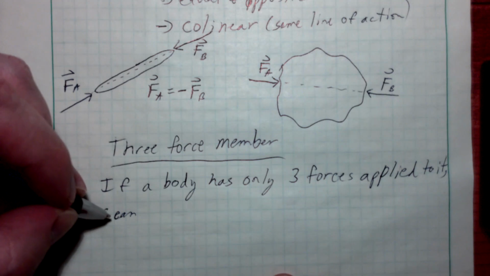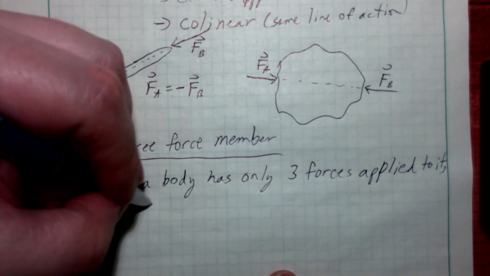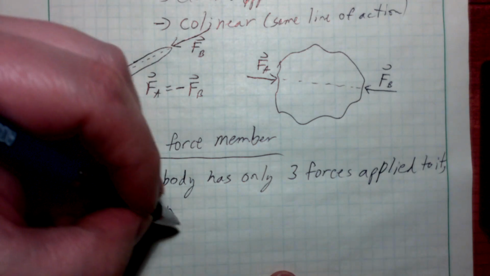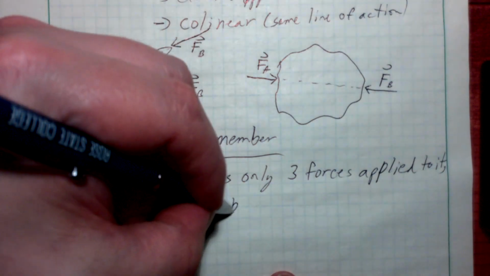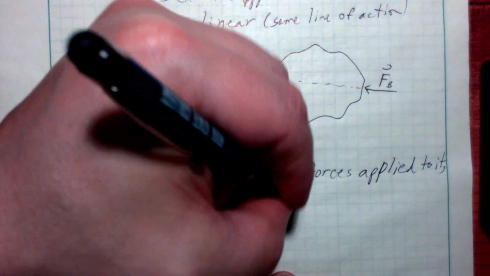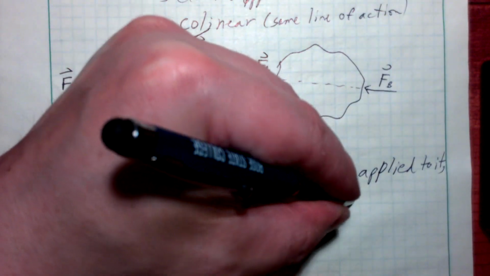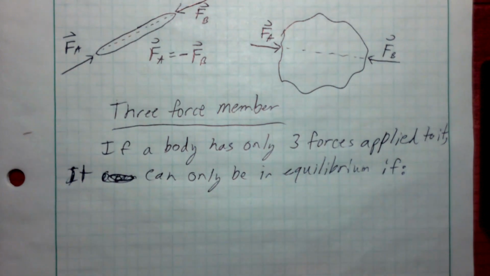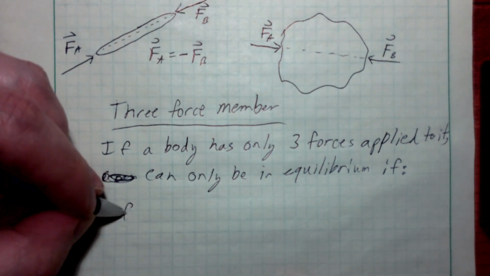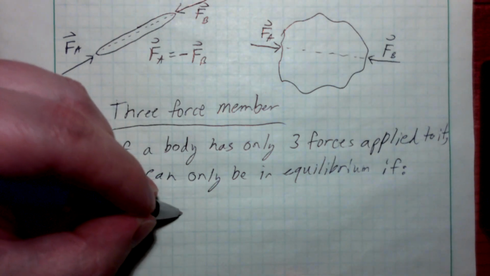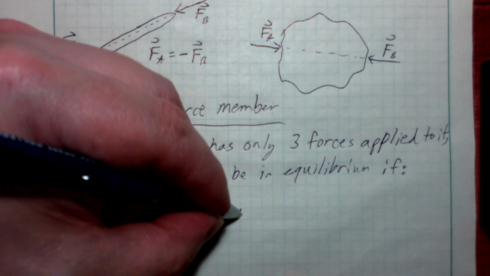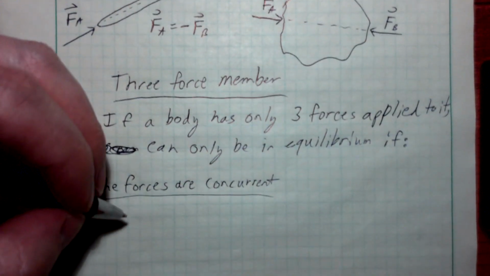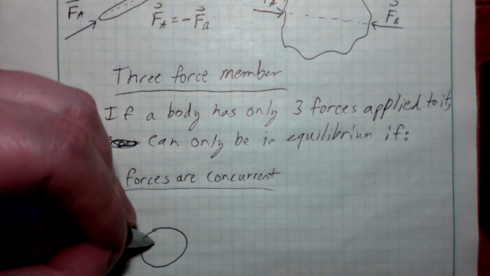it can, wow, I can't write. Not that I can normally write, but if a body has only three forces applied to it, it can only be in equilibrium if, and there are two conditions. One condition is the forces are what we call concurrent. And that would be, I normally just draw this as a ring. We could draw some mutant potato if we like.